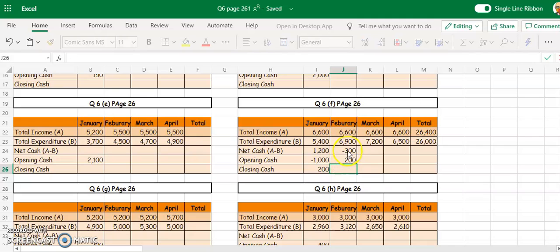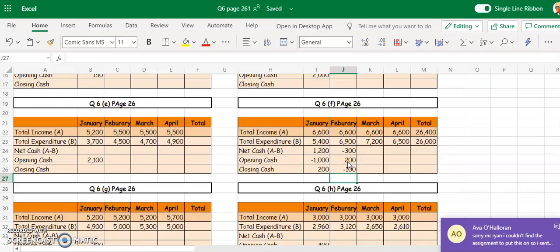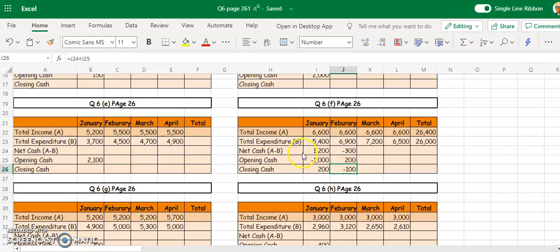So you could put in your calculators, minus 300 plus the 200, and you get minus 100. So we've always added them on to get your closing cash. You're going to add your net cash and your opening cash to get your closing cash. So for February, add your net cash plus your opening cash to get your closing cash. Remember, your closing cash for 1 month becomes the opening cash for the next. So we're starting March with minus 100.